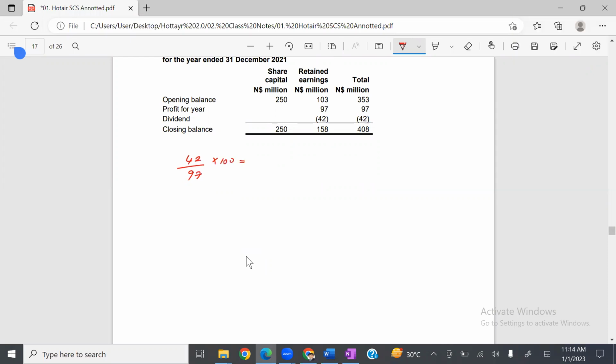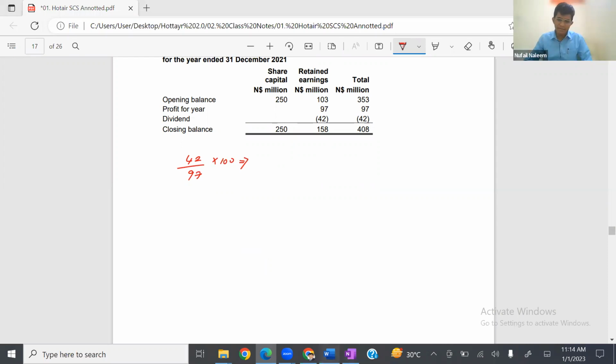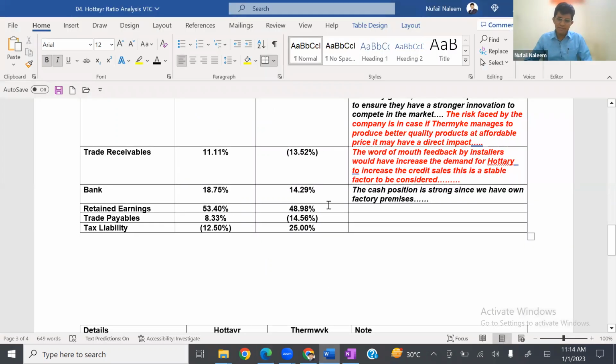Yes, sir. Even after you pay dividend, if you are able to have retained earnings of 53 and 48, I can say that's a good indication. Stock market wise, sustainability is there. Agree, no students? Yes, sir. You are paying dividends and still you are having retained earnings.